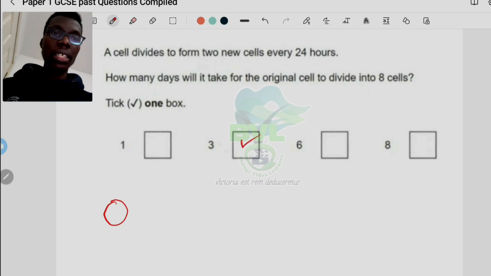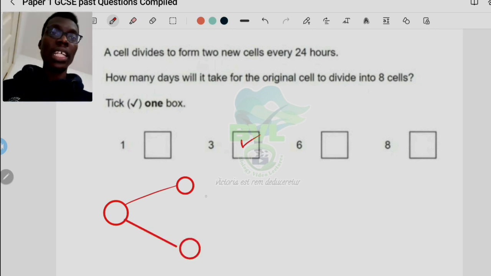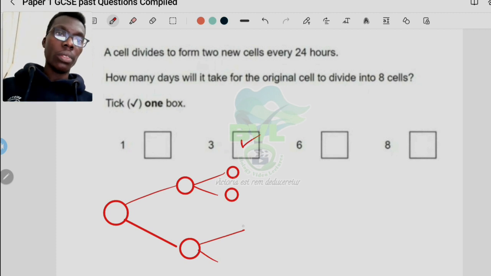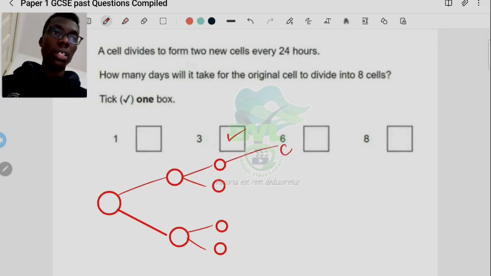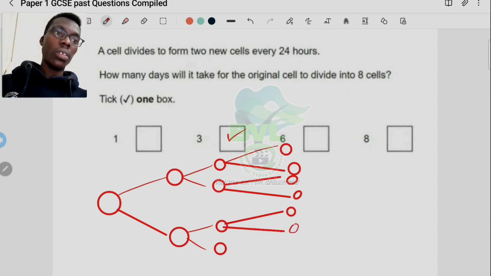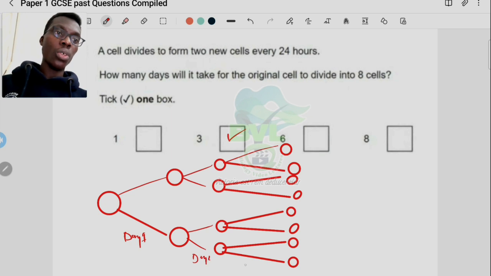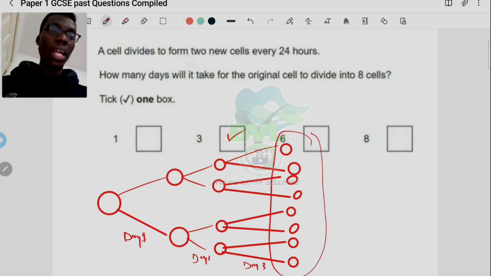How? A cell is split into 2 in 24 hours. But don't forget that each of these cells will split again into 2 in 24 hours. So in another 24 hours, each of them has to split into 2 as well. All right, so this is day 1, day 2, day 3. At the end of day 3, we have 8 cells.